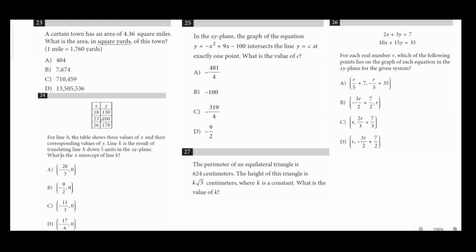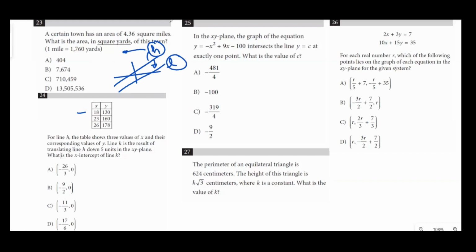Question number 24. Some points are given to us and the question is asking for line H. The table shows 3 values of X and their corresponding values of Y. This is X and this is Y. Okay, absolutely fine. Line K is the result of translating line H down 5 units. That means they're trying to say that if we have a first line like this, suppose that this is line H, and if we move 5 units down, this line is my K. So the first aim is I have to find line H. This equation I don't have, so I will make the equation of this, and after that, I will make the equation of line K.